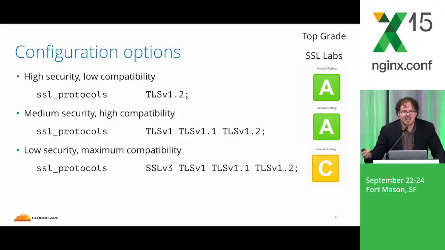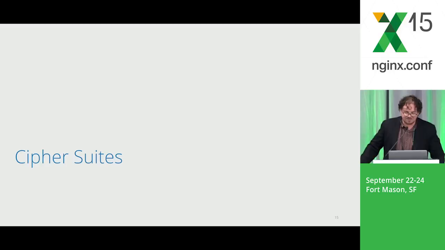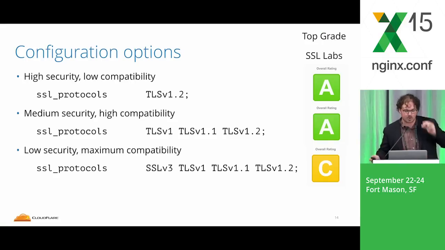So there's a site called SSL Labs. I'll go more in detail into that later. It can rate your site. And if you're configuring SSL, if you choose TLS 1.2 only, you get an A. If you have only TLS, you get an A. If you go back to supporting SSL 3, it's risky, so you get a C. So this is what you have to consider when choosing your protocols.